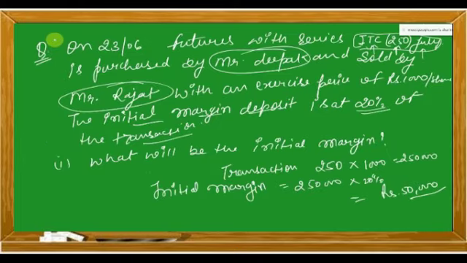The question is that there is a buyer, Mr. Deepak, and there is a seller, Mr. Rajat. Mr. Deepak has bought a futures contract with this specification: the lot size is 250 and the strike price is 1000. And Mr. Rajat has sold the futures contract. Lot size is 250 and the strike price is 1000. Initial margin they have deposited as per the rules is 50,000.